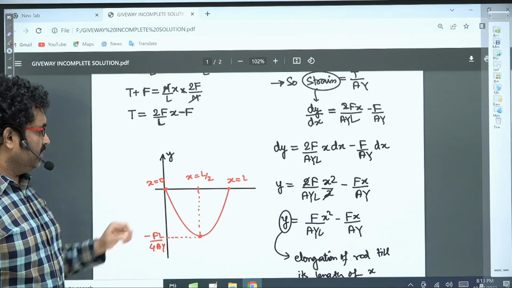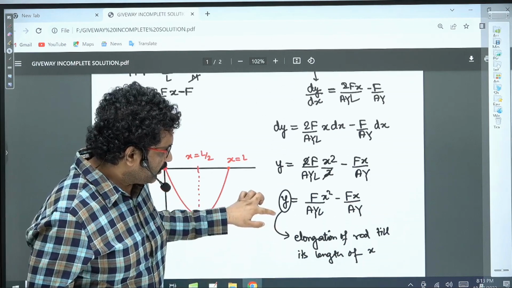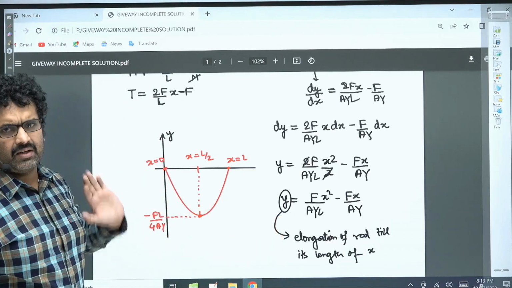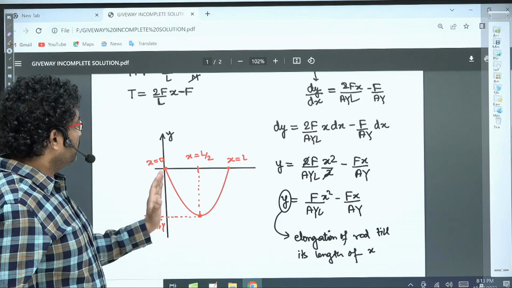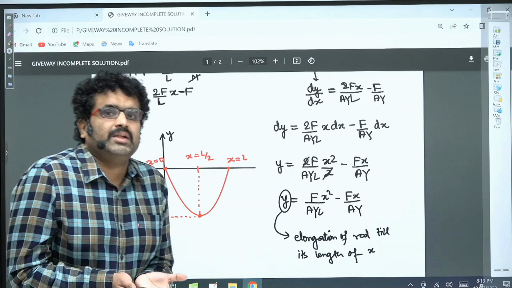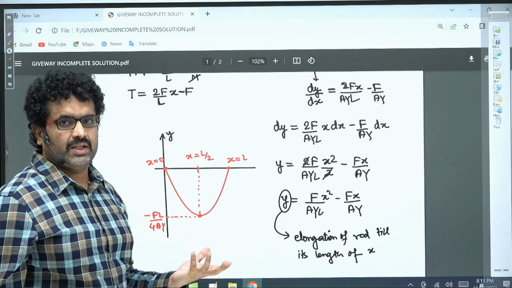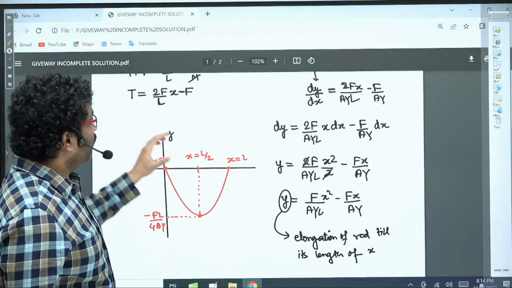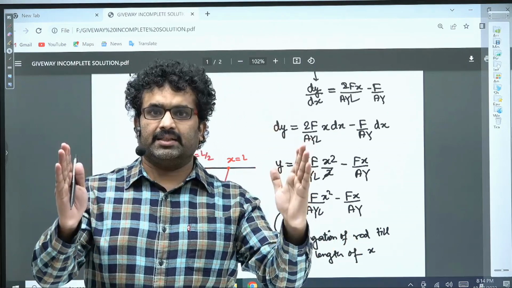Okay, so you could see that the value of y, which is the elongation of the rod till its length of x, was correctly calculated by this particular student in this manner. Which means it tells you that to the left of L by 2 the forces are compressive in nature, and to the right of L by 2 the forces are expansive in nature. Okay, which tells you that if the overall length of the final rod is calculated, it remains as L.